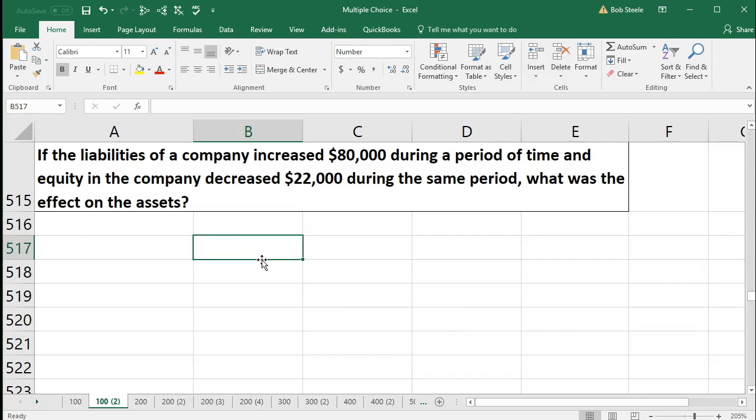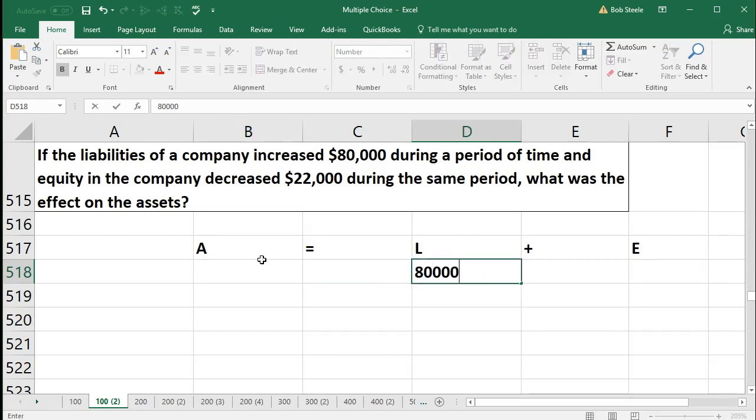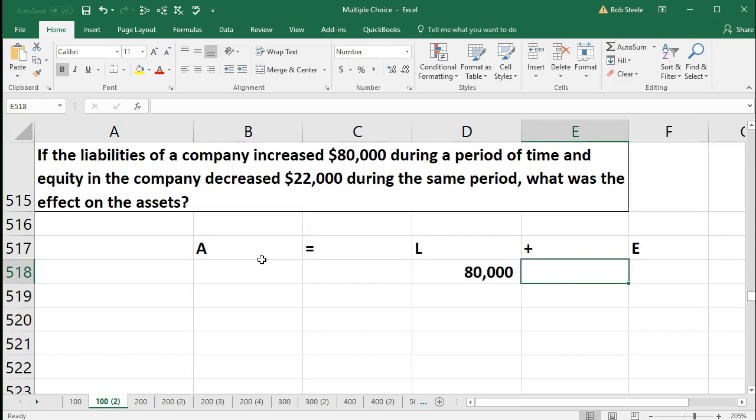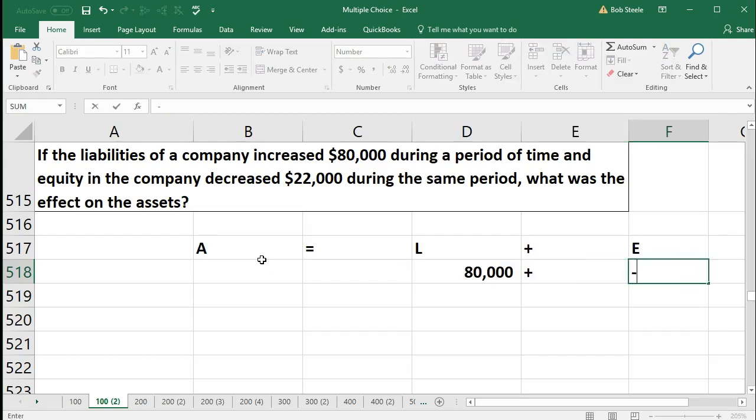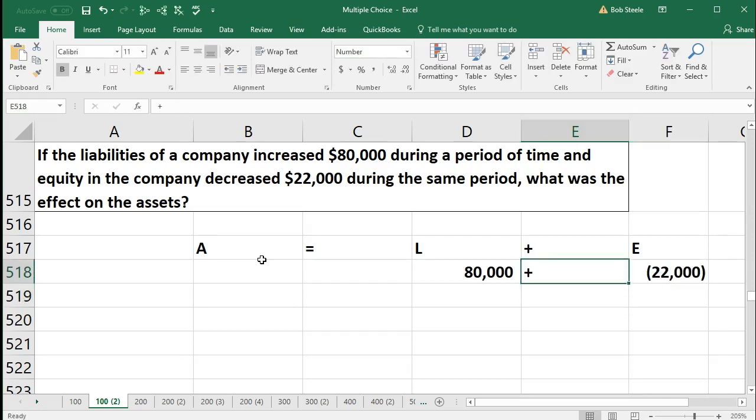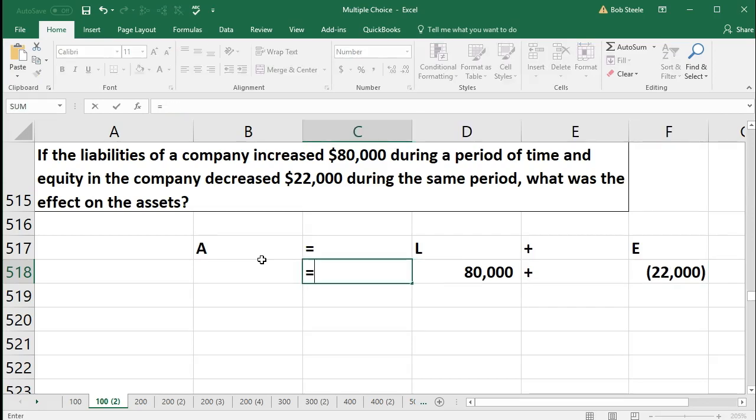We will start with our accounting equation of assets equaling liabilities plus the equity. If the company increases $80,000 during the year for the liabilities, so liabilities are increasing $80,000, and the equity is decreasing, so I'm going to say plus and then a negative equity of $22,000. So I'm going to keep the accounting equation the same and put negative into our equation. So it's plus a negative 22 that we're going to have to deal with. That's going to be equaling to the assets here.